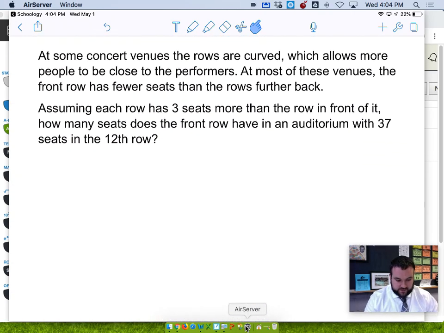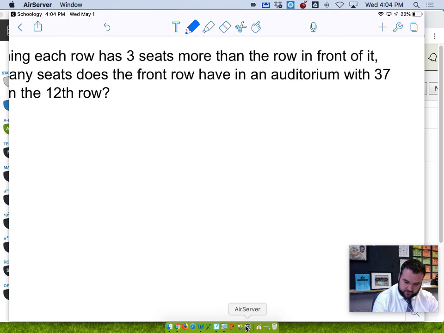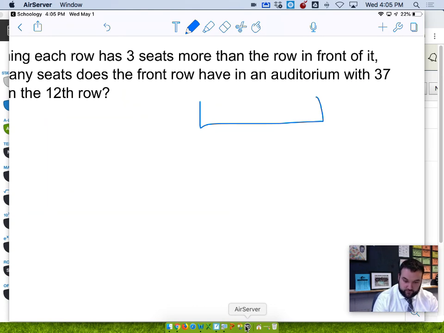Okay, so to wrap this up, at some concert venues, the rows are curved, which allows more people to be close to the performers. At most of these venues, the front row has fewer seats than the rows further back. So if you think about if in an auditorium they had just a bunch of straight lines, right? Here's the stage. You just had a bunch of people sitting like this. By the time you get to the fourth row, you're actually pretty far away from the performers.